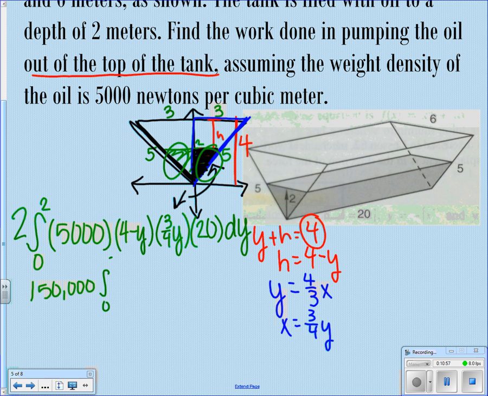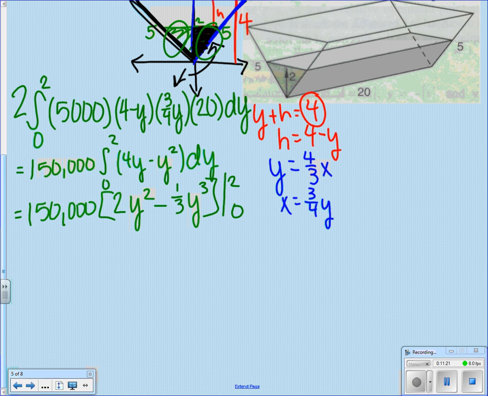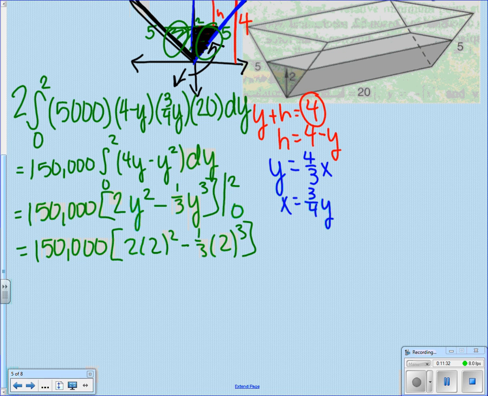And then you're going to have 4y minus y squared dy left to integrate. So we have 2y squared, y cubed, and 1/3, going from 2 to 0. So 150,000 times 2 squared minus 1/3 times 2 cubed. And then when you plug in 0, you will get 0.